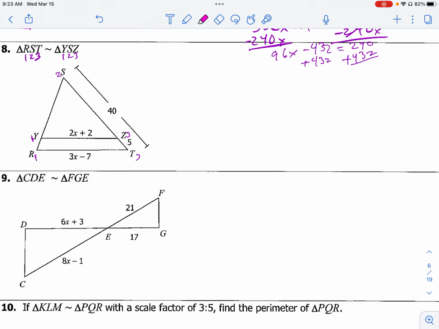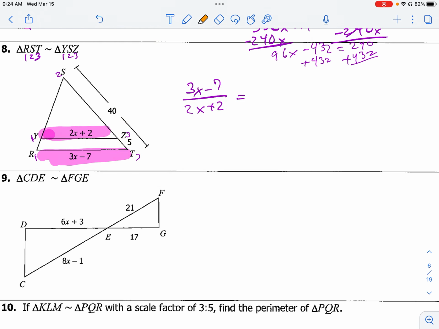All right, so we got to find X. So here we have 1 and 3. And here we have 1 and 3. RST goes on top. So we're just going to have 3x minus 7 over 2x plus 2. That looks like a big problem, but we're not worrying about that. We're just setting it up right now.